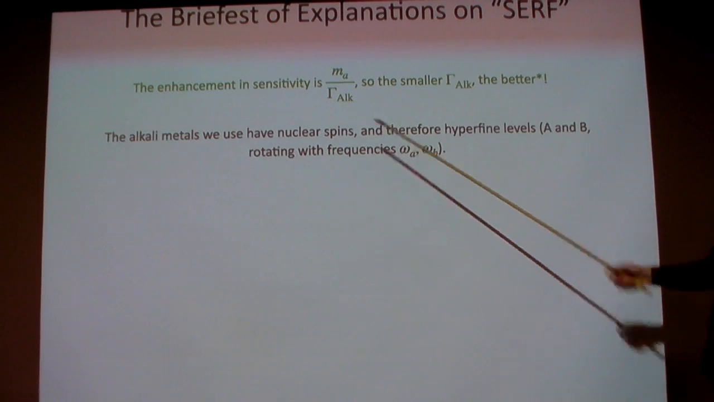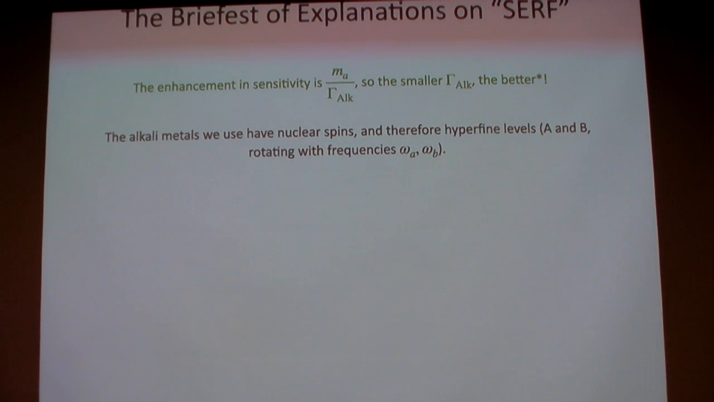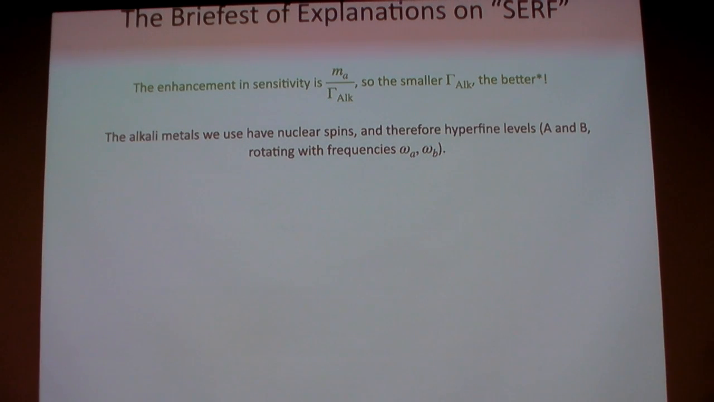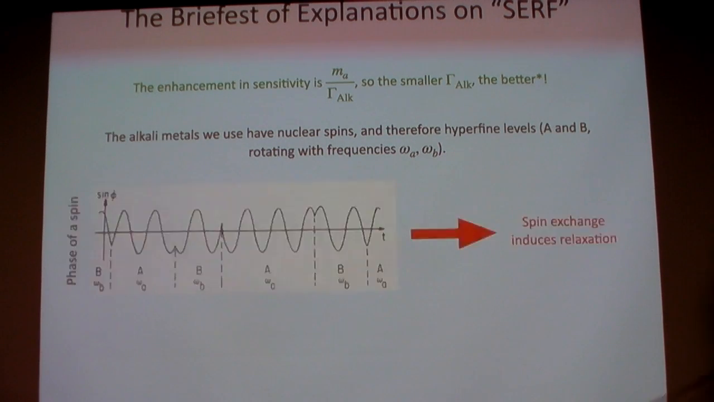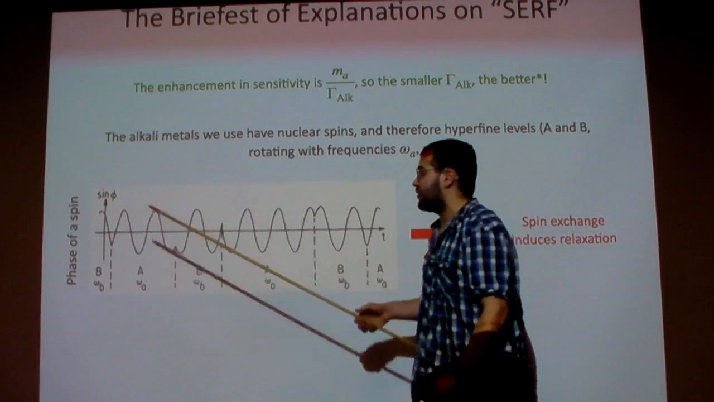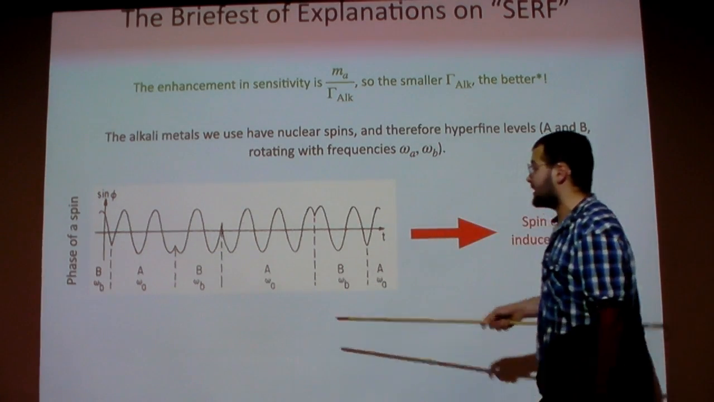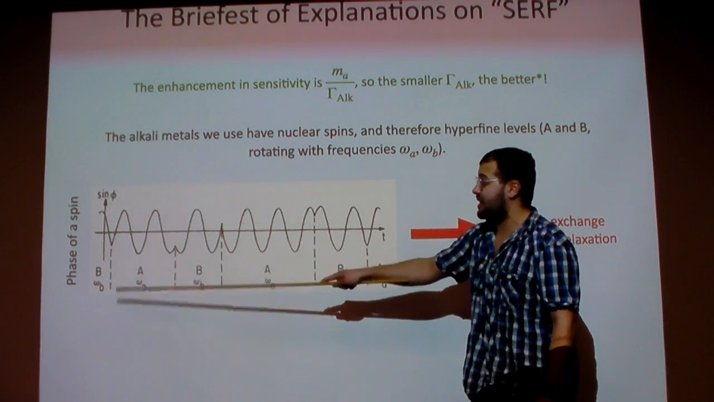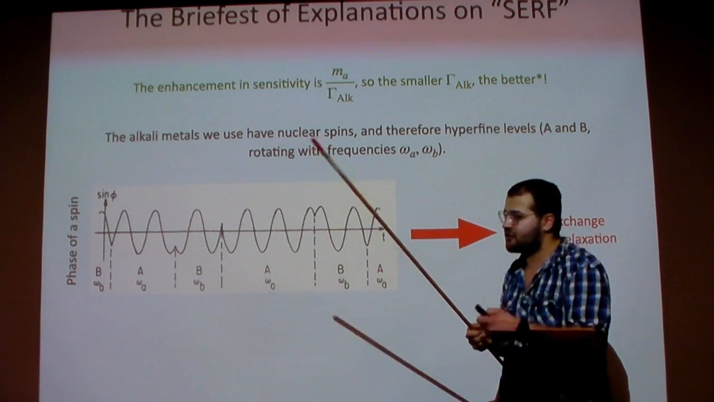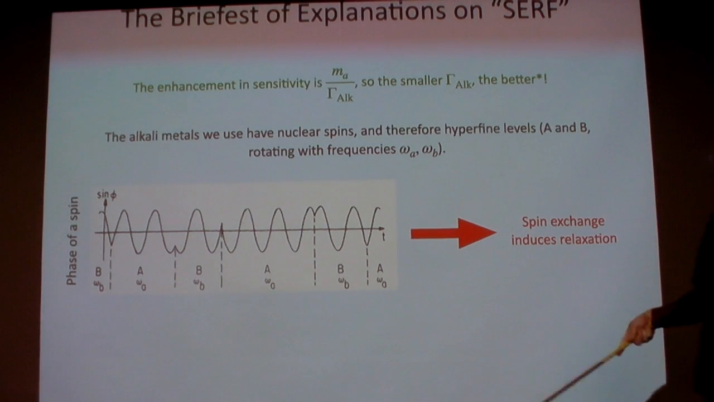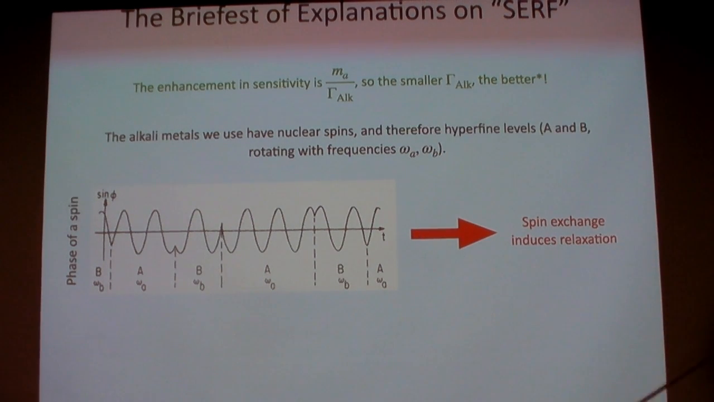And the alkali metals, despite my biggest of wishes, actually have nuclear spins. They are not just floating little electrons. And therefore, they have hyperfine levels. They have splitting dominated by the nuclear spin. And you can think of these hyperfine levels as A and B. They have distinct frequencies. And essentially, whenever two alkali metals collide with each other, they're going to flip between A and B. And this is going to create this ugly little plot that you have the phase of a spin that rotates with one frequency, and then it hits another spin, going to rotate with a different frequency, hits another spin, rotate with another frequency, and you're essentially losing coherence due to the spin exchange collisions.